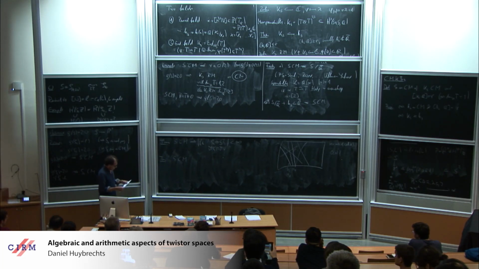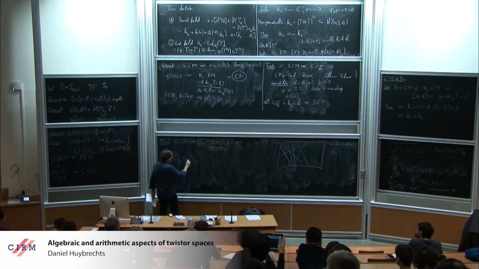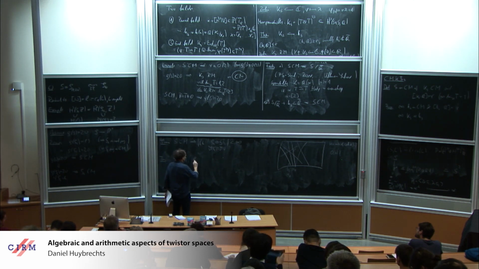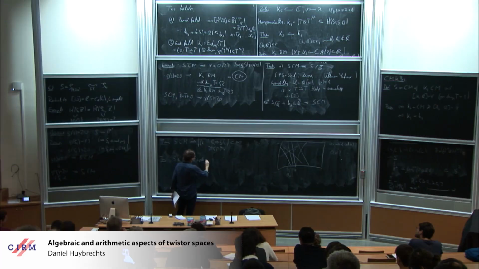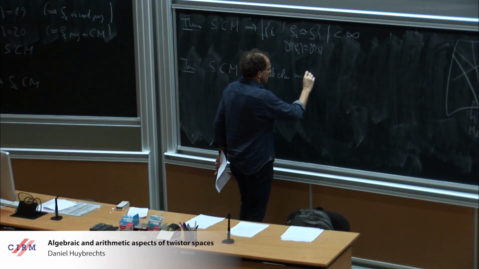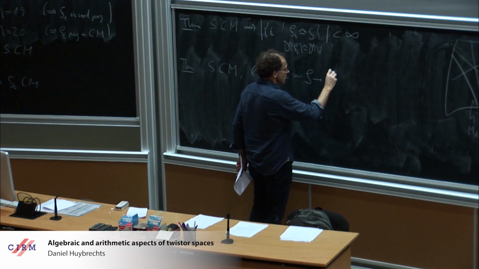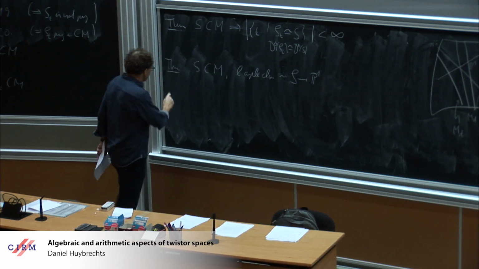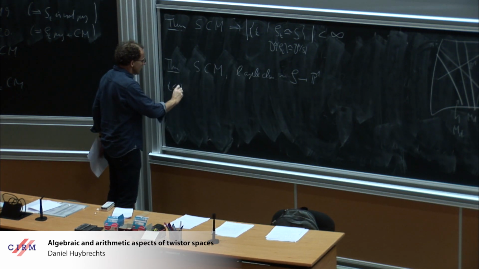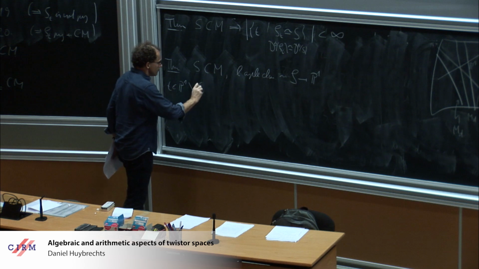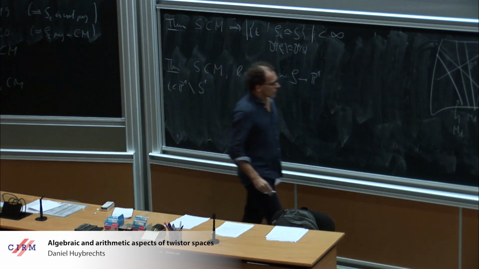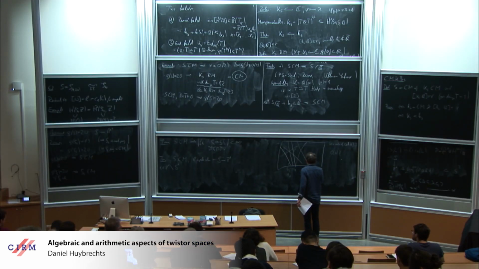Okay, so now the theorem. So I take a K3 surface with complex multiplication. I pick an ample class. I look at the twistor space over P1. And now I take a point away from the equator. So maybe one comment on the equator. So S1 is the equator.